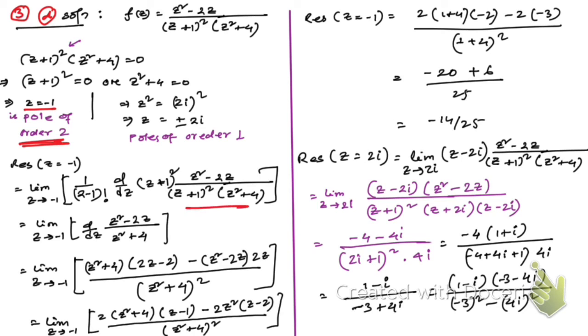And this is our f(z), right? So hope you have understood this. Now differentiate and simplify these things. Then we have got the residue at z is equal to minus 1. We have got this residue.